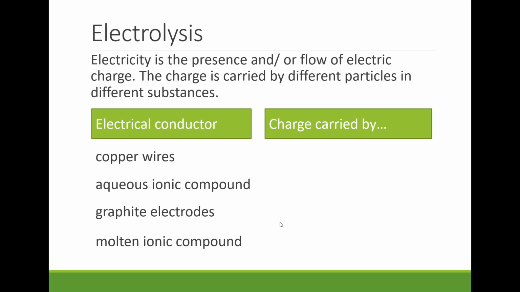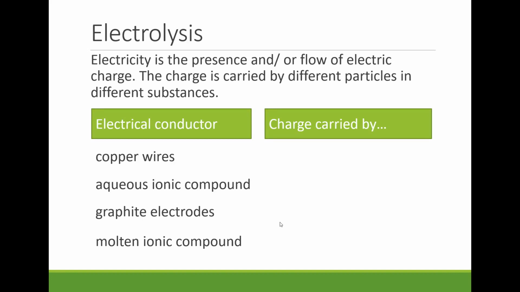Copper wires, of course, will be joining the power packs and the electrodes. Aqueous ionic compound, we might be actually doing electrolysis on the aqueous ionic compound, maybe some salt, sodium chloride dissolved in water. And the graphite electrodes, those are going to be the items we'll be putting into the aqueous ionic compound, or indeed the molten ionic compound, i.e. an ionic compound that we've heated up and melted.